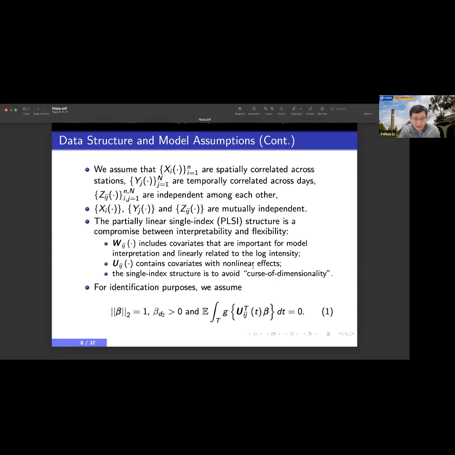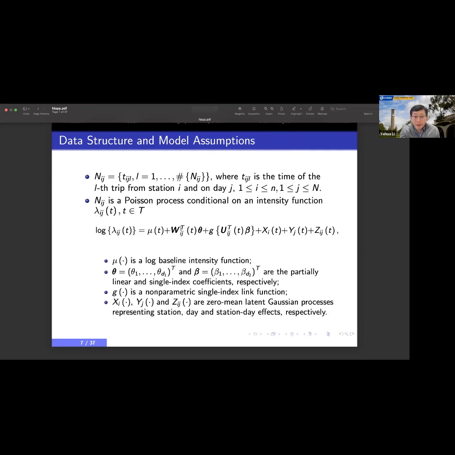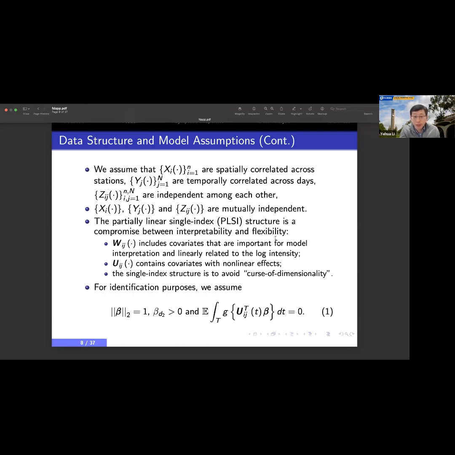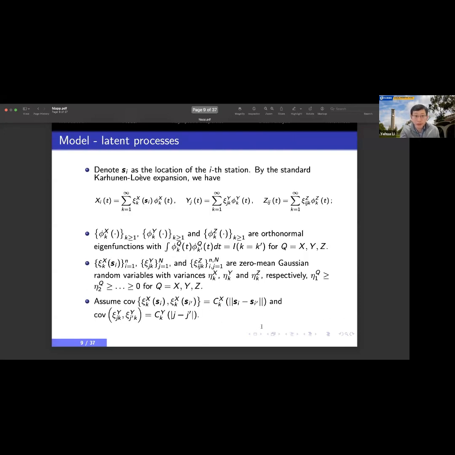Okay. There's a classic identifiability issue in this kind of semiparametric regression. To make the model identifiable, we need to assume the single index coefficient has norm equal to 1. And again, to make it identifiable, assume the last component of the single index coefficient is greater than 0. Also, in order to identify mu and g, in order to make them distinguishable, we have to assume the mean of this single index structure is equal to 0. Okay, so there are a lot of constraints.